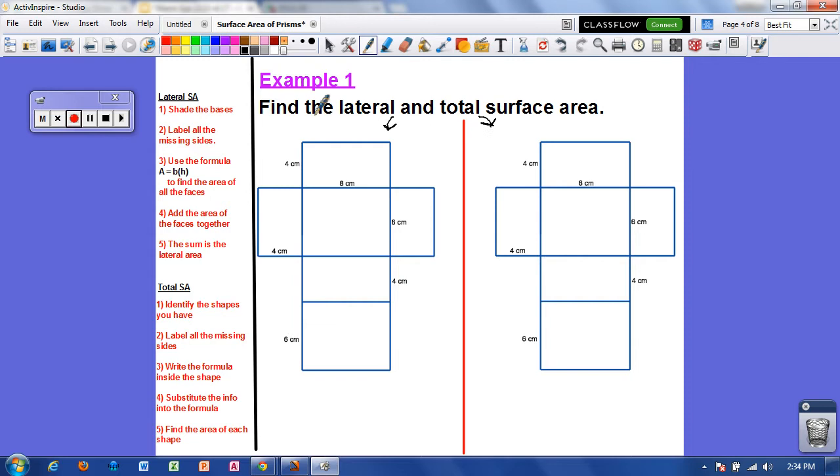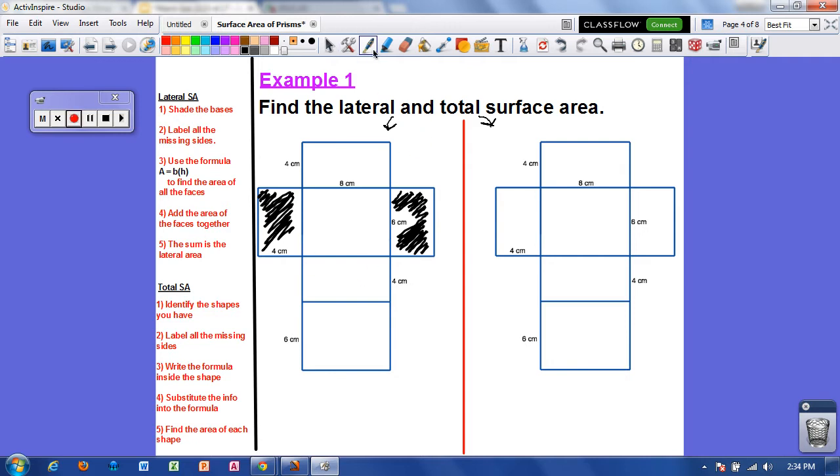First thing we want to do is shade in our bases because we don't care about those. That's not part of it. So these are sticking off to the side. If this is a sidewalk, these two are not part of it. So these are my bases. So I'm just going to shade those in. I don't care about those. I'm going to be very careful not to shade around the numbers. Okay, I'm going to ignore those.